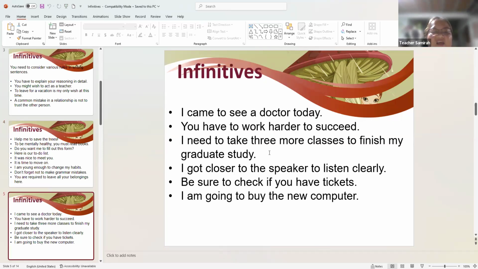Okay. Another example of infinitives. If you look at it, I came to see a doctor today. You have to work harder. I need to take, right? I got closer to the speaker to listen. To listen is actually the infinitive. Be sure to check if you have tickets to check. I am going to buy. To buy is again an infinitive.